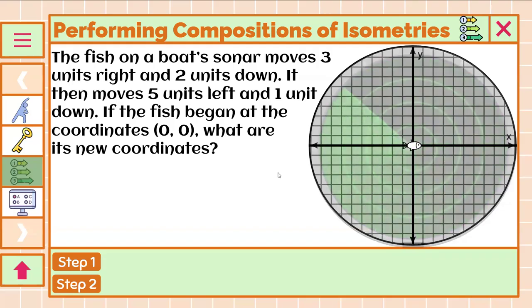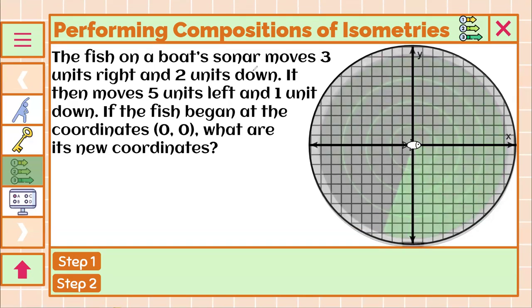It says, the fish on a boat's sonar. I'm going to want to get my pen out to put some important moves here. The fish on a boat's sonar moves 3 units right and 2 units down. It then moves 5 units left and 1 unit down. If the fish began at the coordinate 0, 0, what are its new coordinates?